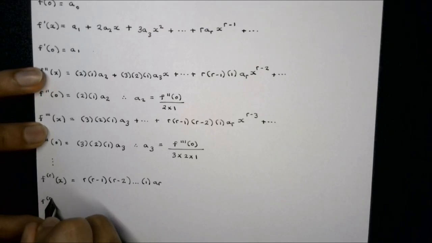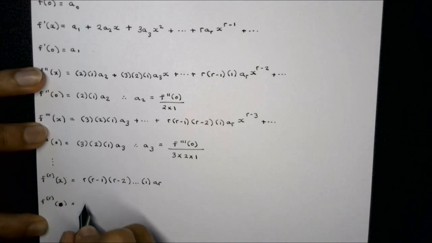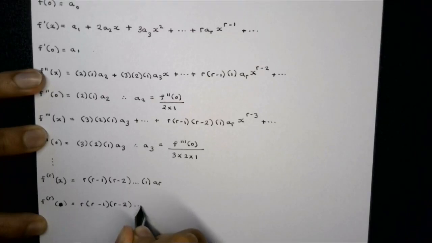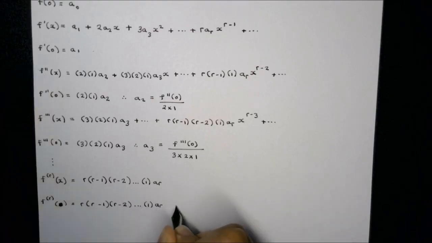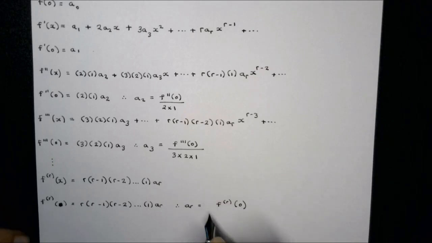So f r of x, in other words, the nth derivative of f, at 0, that is equal to r lots of r minus 1, lots of r minus 2, etc. up until there's 1 times ar, and therefore ar, that's equal to the nth derivative at 0 divided by r lots of r minus 1, lots of r minus 2, etc. and then we finish off at 1.